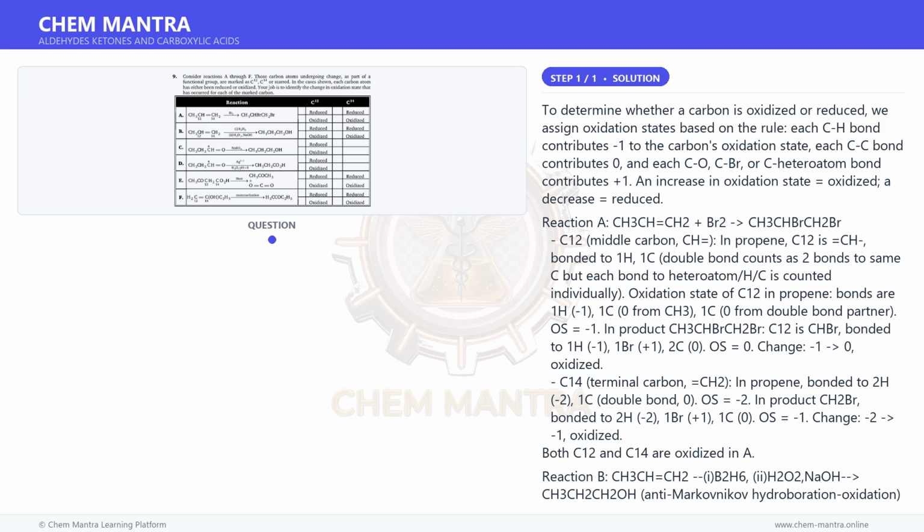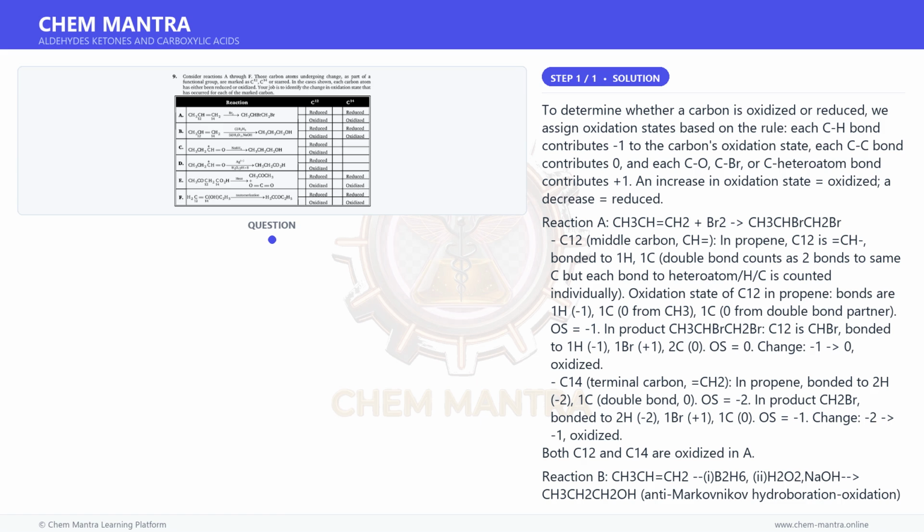Reaction C: CH3CH2CH=O with NaBH4 gives CH3CH2CH2OH. The starred carbon, CH=O, the aldehyde carbon, is bonded to 1H, -1, 1O, +1, 1C, 0. OS is equal to 0. In product CH2O, bonded to 2H, -2, 1O, +1, 1C, 0. OS is equal to -1. Change 0 to -1, reduced. The starred carbon is reduced in C.